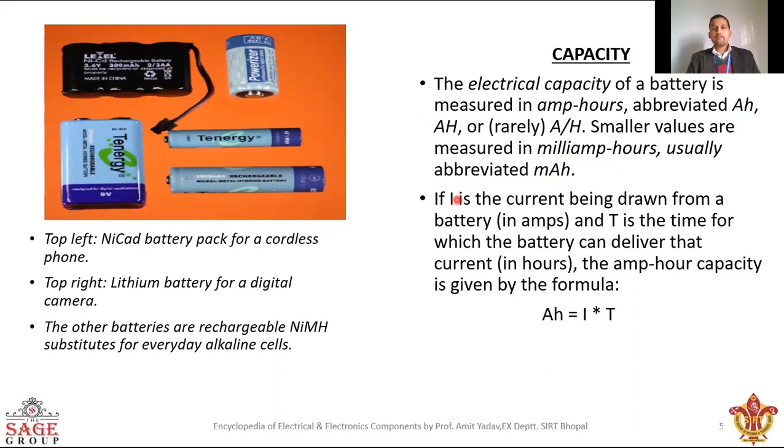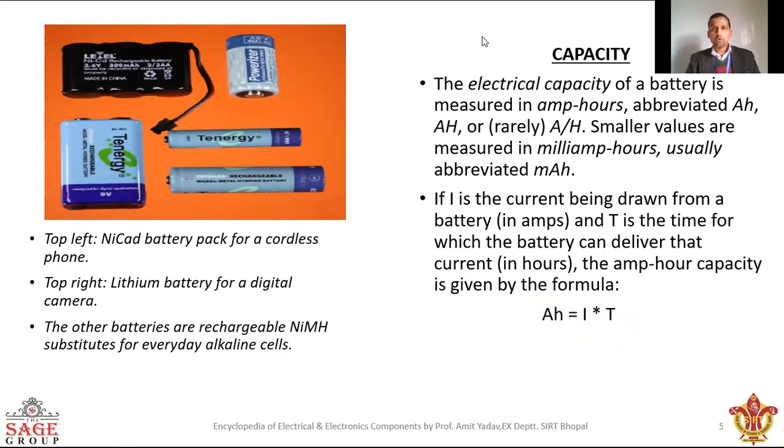Suppose I is the current which we draw from any battery, and T is the time for which we get that current. Then the ampere hour capacity of the battery will be current into time. So this is a general formula for calculating the capacity of the battery. Here, AH denotes its capacity, I is the current which we draw from the battery, and T is the time for which we get the current from the battery.